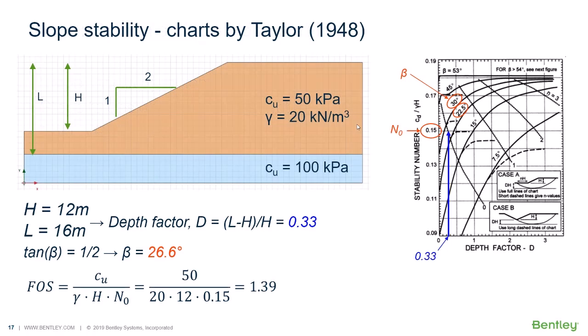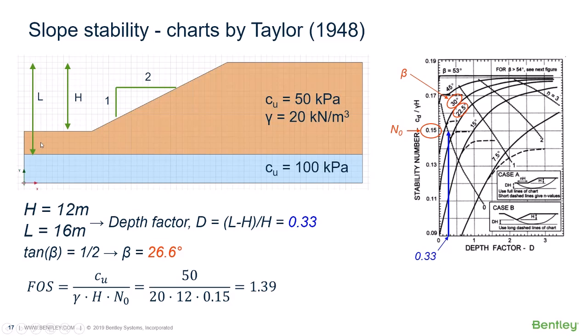For slope stability, Taylor made a publication showing stability number versus depth factor charts in 1948. Actually, it was just an undrained shear strength slope stability type of problem, and so he had some basic input for this. He had the height and the slope angle here. In this case, we set 1/2.